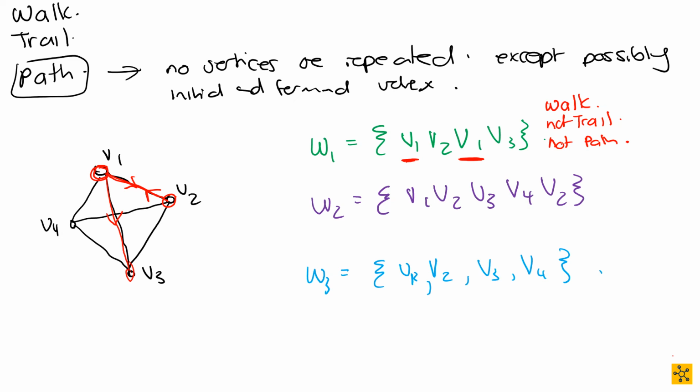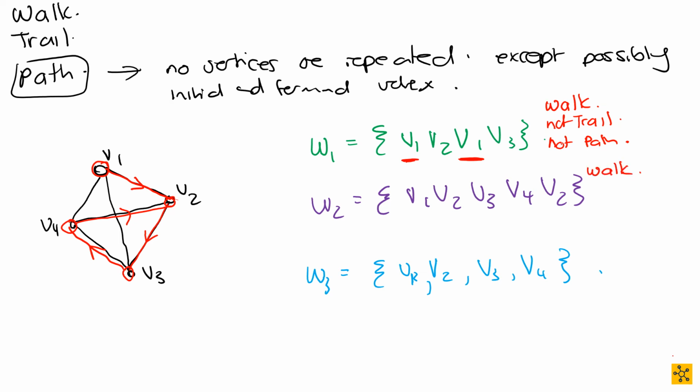Okay, so let's do the next one. Okay, that didn't go as well as I hoped, but we can always draw that line back in. So let's go through Walk 2. You go from V1 to V2. Then you go to V3. Then you go to V4. And then you go to V2. Right, so you know it's a walk.